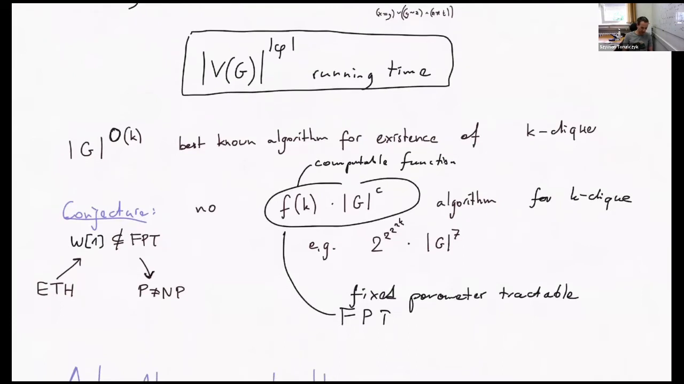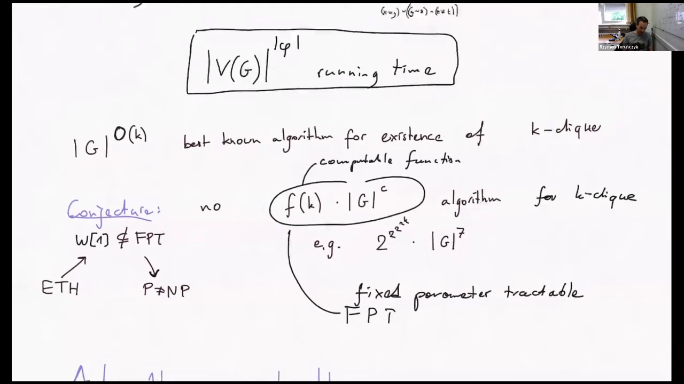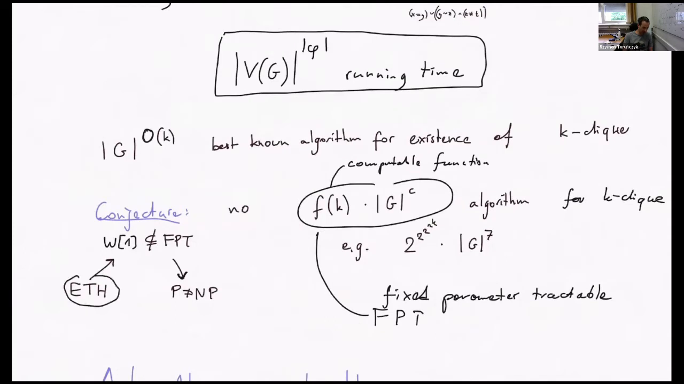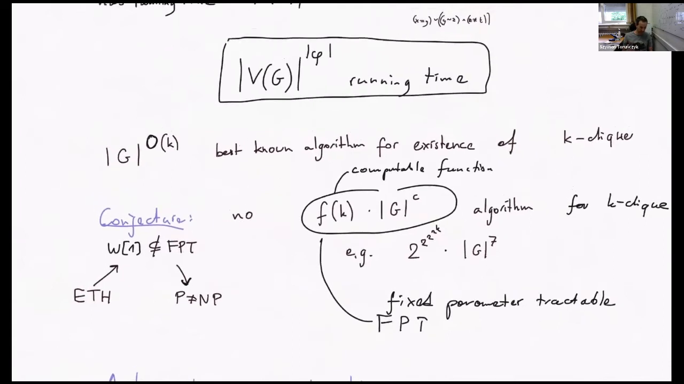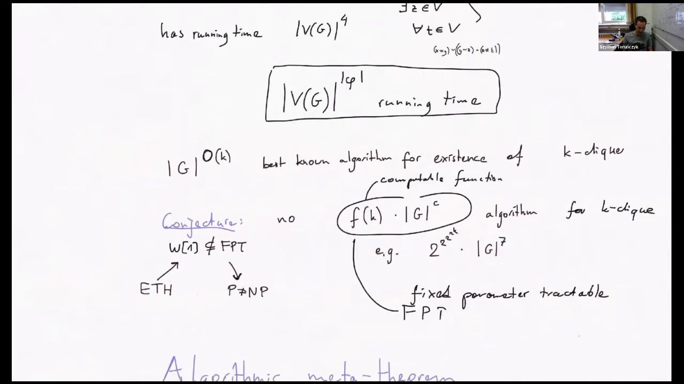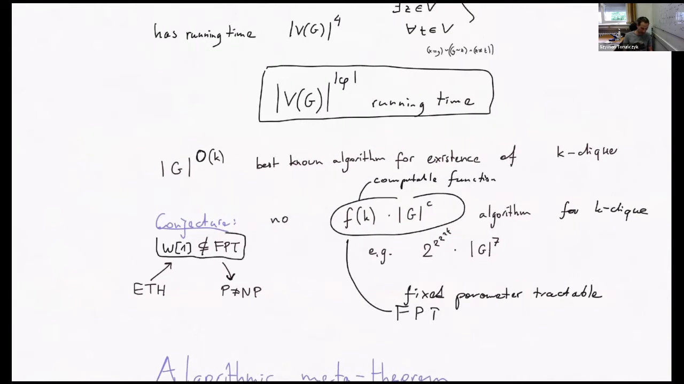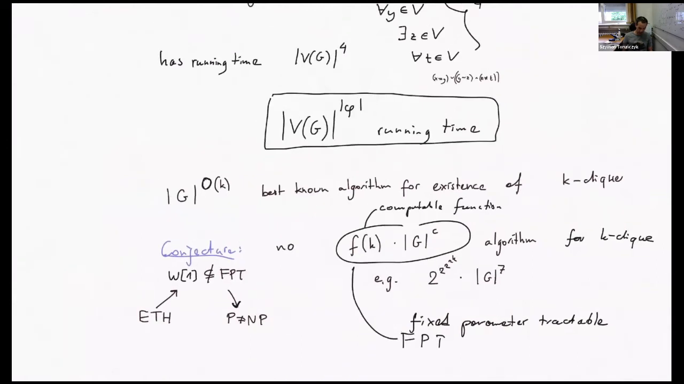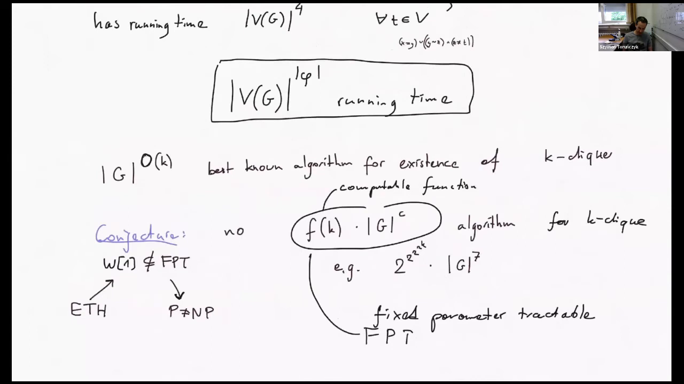It implies P is not equal to NP, because if P is equal to NP, then you can just compute the size of the largest clique in polynomial time, and then you have simply running time size of G to the power C without this f of k dependency. But it's also implied by the exponential time hypothesis, which is a strengthening of the P not equal to NP conjecture, which says that you cannot solve SAT in sub-exponential time, essentially. So this conjecture says that the clique problem is not fixed parameter tractable.